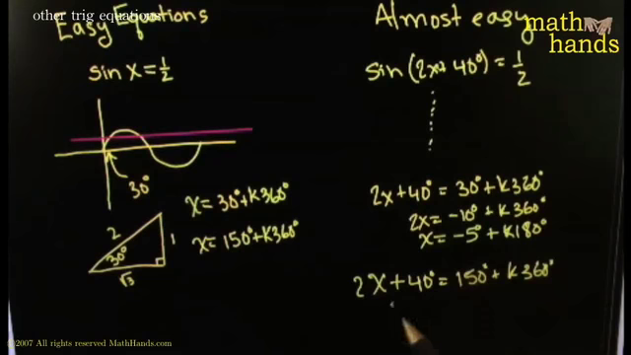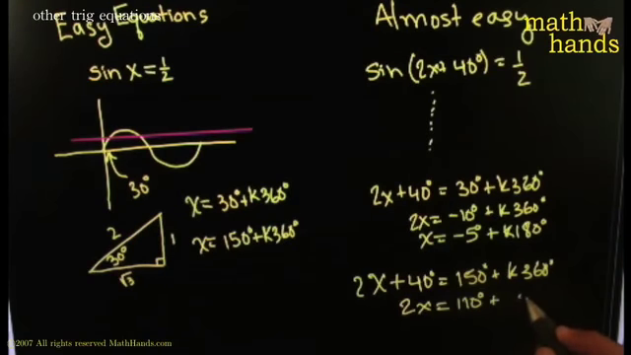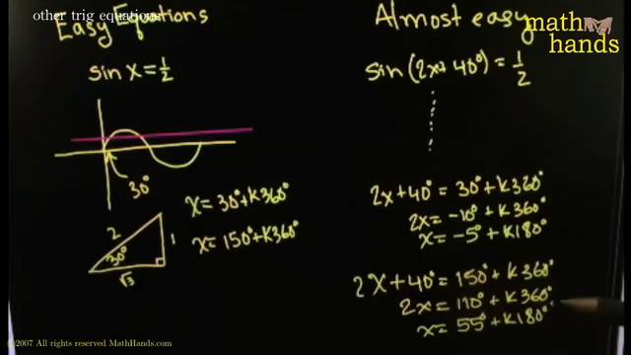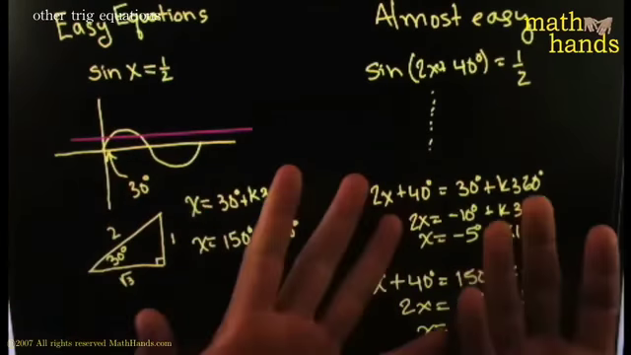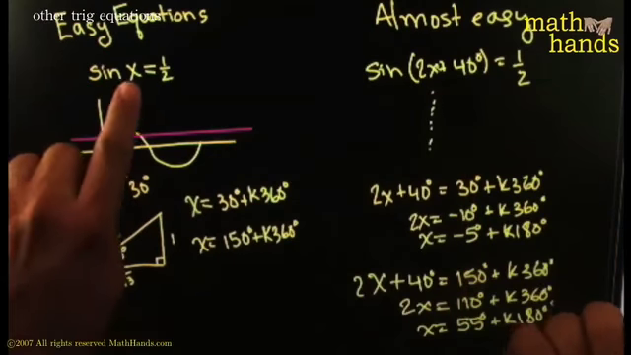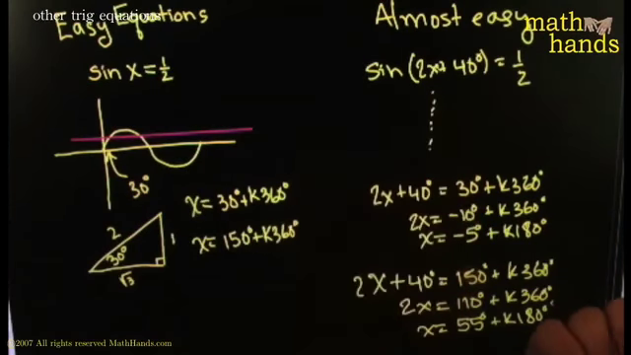Okay? Similarly here, we subtract 40 from both sides, you get that 2x is equal to 110 degrees plus multiples of 360 degrees, and then that x is equal to 55 degrees plus multiples of 180 degrees, and that would give you a complete set of solutions. These two problems are intimately related. This is really easy. This is an almost easy one. The only difference is instead of having x, you have the quantity 2x plus 40.